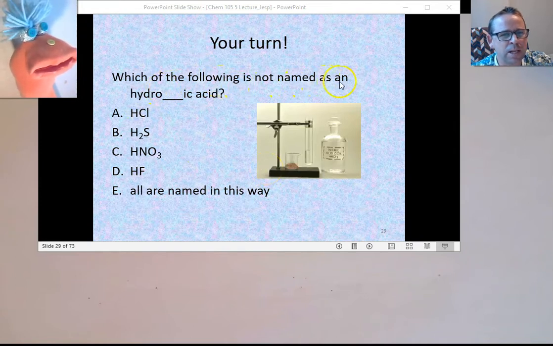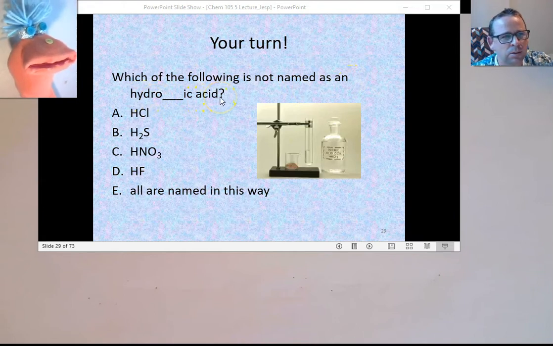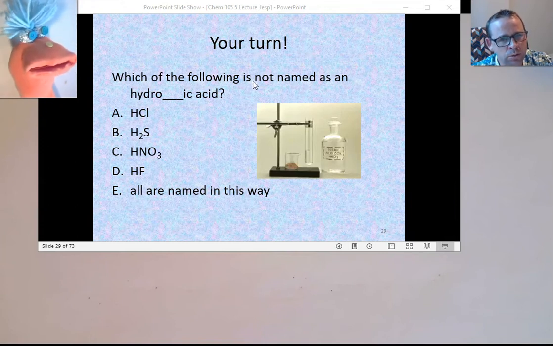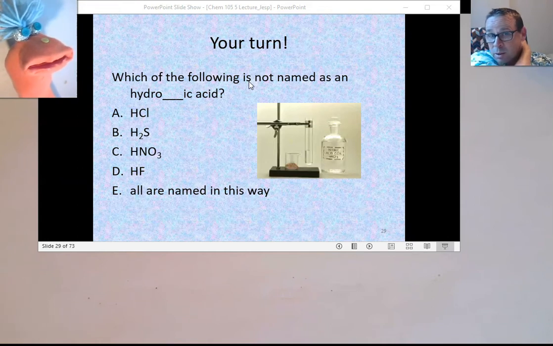Which of the following is named as a hydroblankic acid? Which one is named or not named? Oh, not named. Sorry, which one is not named? So there were 2 kinds of acids? That's right. There's 2 kinds of acids. What were the 2 kinds? Do you remember? I don't remember. Binary and... Oh, oxoacids. That's right. Binary and oxoacids.